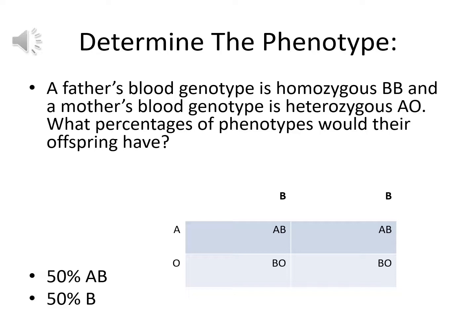So 50% of the time we'd expect this parent group to have type AB offspring, and 50% of the time we would expect type B phenotype. It would happen to be type BO genotype. So we would know that as well, just because of the fact that we had a type O mom who did not give rise to a type O child.